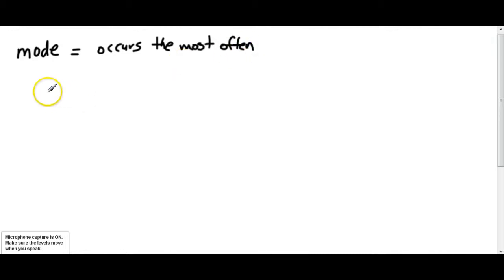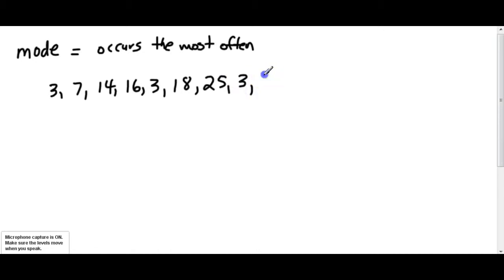So if we had a whole bunch of numbers, let's just write down 10 random numbers. Let's write 3, 7, 14, 16, 3 again, 18, 25, 3 again, 63, and 12. So we've got some random numbers here, and we look at them: 3, 7, 14, 16, 3, 18, 25, 3, 63, and 12.